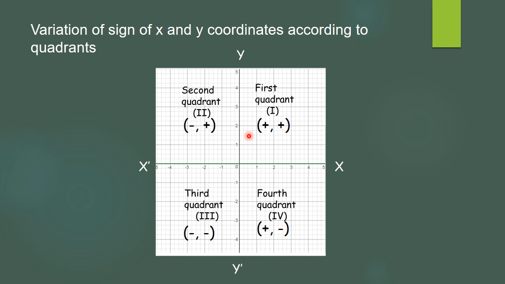They may give the point and ask in which quadrant it lies. Naturally, you don't have to plot the graph for that, so you should remember this. Both positive: first. x negative, y positive, or minus plus: second. Both negative: third. x positive, y negative: fourth quadrant.